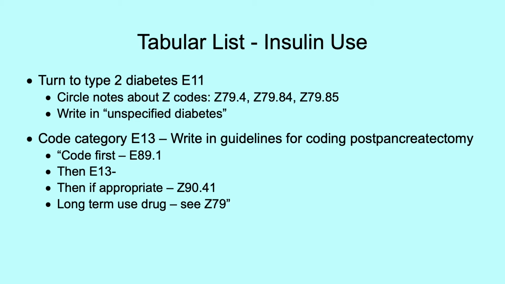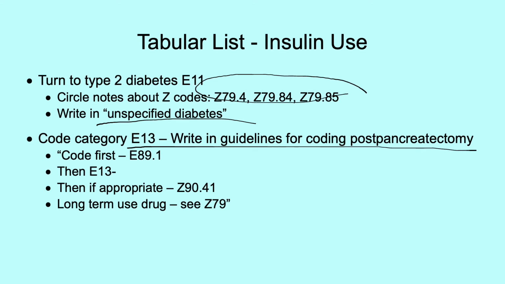Okay, look for the codes for diabetes. For E11 type 2 diabetes, circle note about the Z codes and also write in unspecified. If the documentation doesn't say type 1, type 2 or whatever, you use E11. So under code E13, there's also some specific guidelines for post-pancreatectomy. It is code first E89.1, then E13, then if it's appropriate, Z90.41 and Z79 codes. So this is very specific guidelines and you can just write that in so you have it right there.